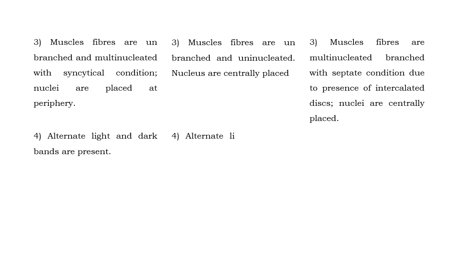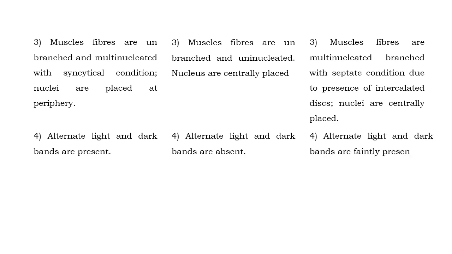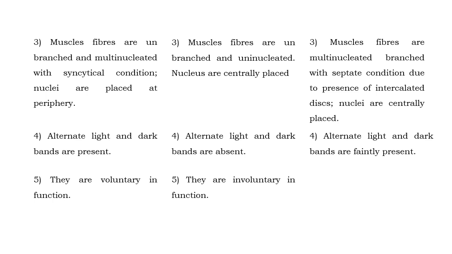Alternate light and dark bands are absent in unstriped muscles. Alternate light and dark bands are faintly present in cardiac muscles. Striped muscles are voluntary in function. Unstriped muscles are involuntary in function. Cardiac muscles are also involuntary in function.